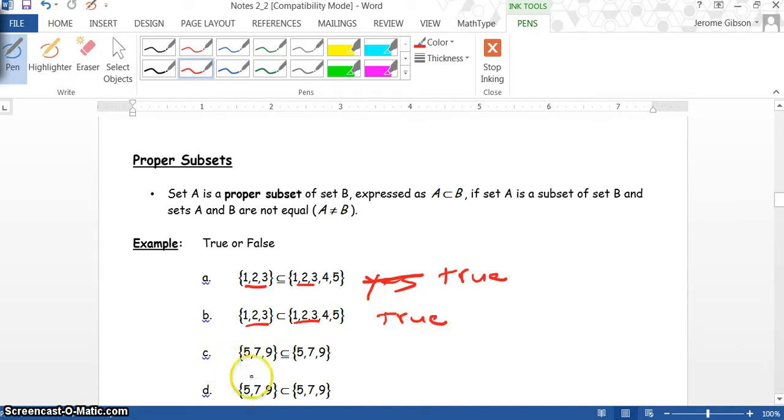Now we come down here to C. We have 5, 7, 9. We have 5, 7, 9. They are subsets of each other.